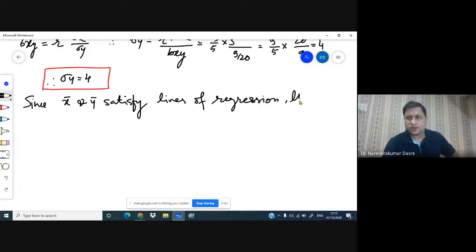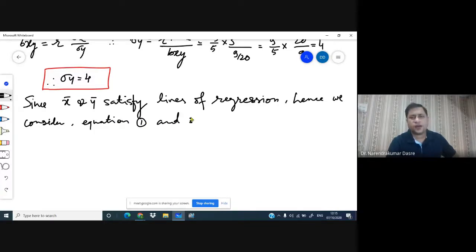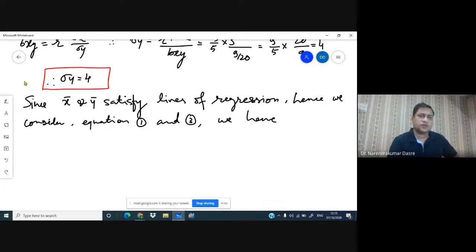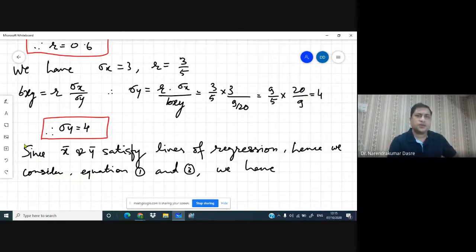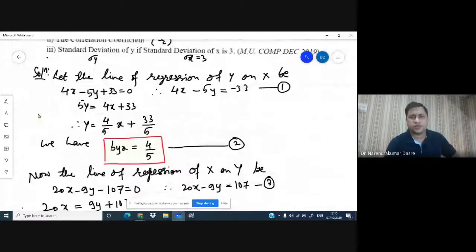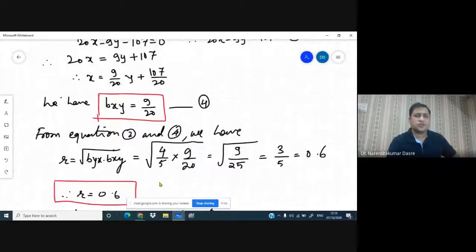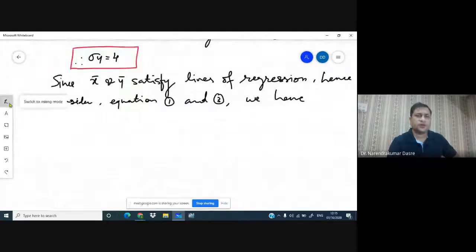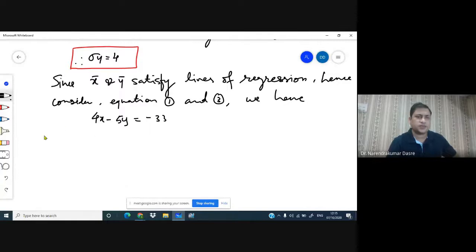Okay, hence we consider equation 1. So what is the equation 1 we have? It is going to be 4x minus 5y is equal to minus 33.